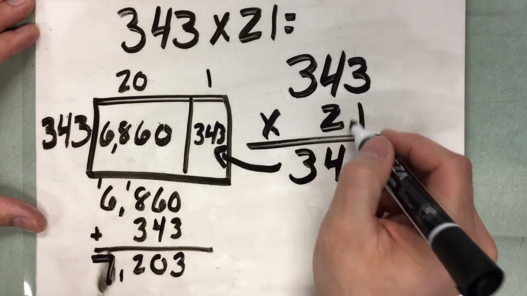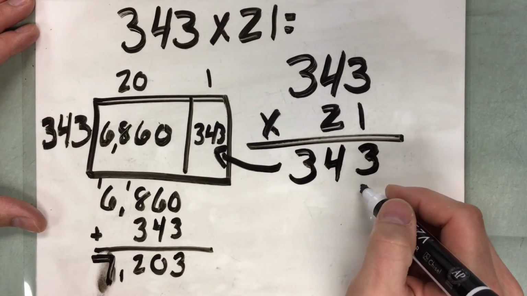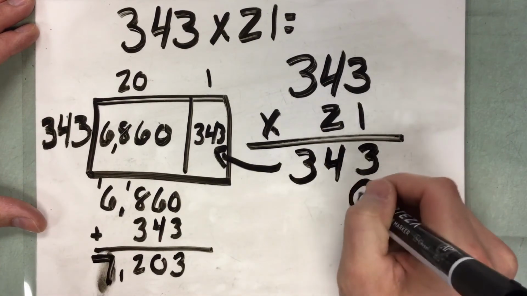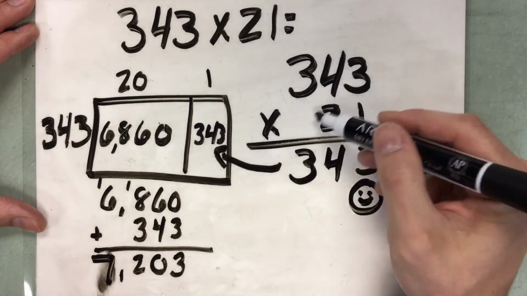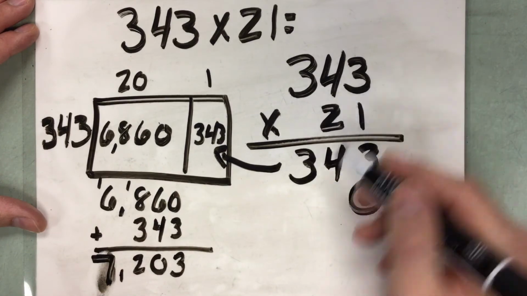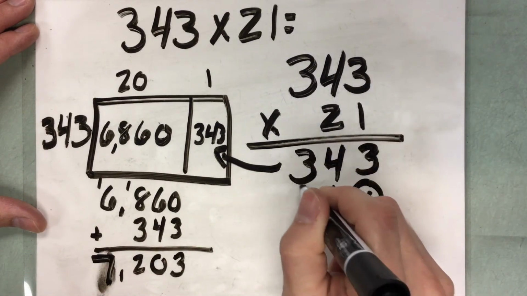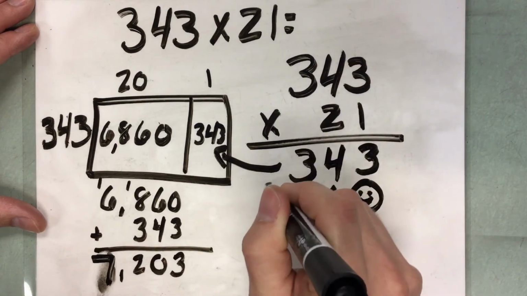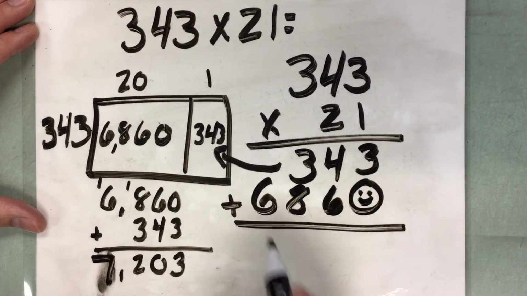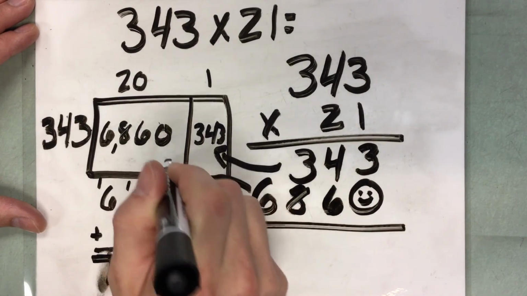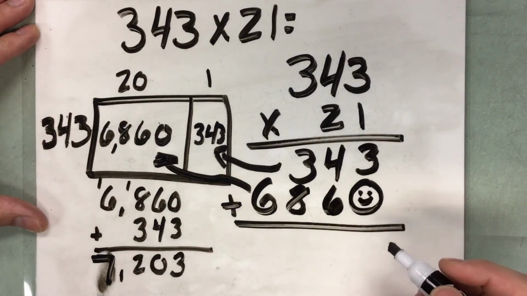Now, to move on to our 2, or our 2 tens, what do I need to put here? A 0. So now I can multiply my 2 times 3, which is 6, 2 times 4, which is 8, and 2 times 3, which is 6. Now we're going to add those partial products. What you should notice is that partial product is the same as our area model there.